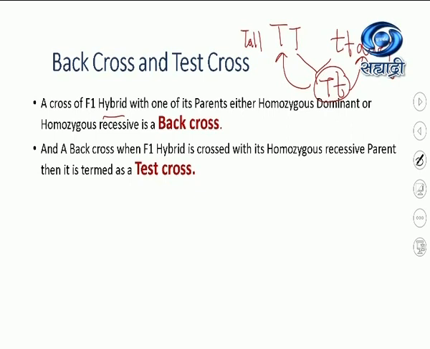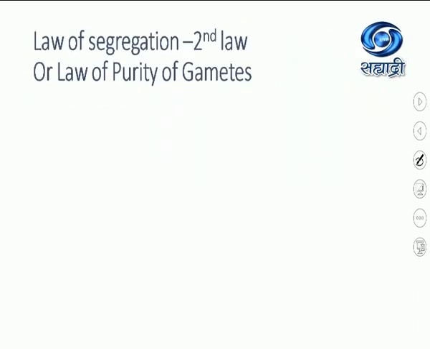But listen carefully. If the F1 hybrid is crossed with the homozygous recessive parent, I'll show with some other color. So if this F1 hybrid is crossed with the recessive homozygous parent, then only we call it a test cross. So if a cross is of a hybrid with the tall parent, it is a back cross. F1 hybrid with the dwarf parent, it is also a back cross. But if a cross is of an F1 hybrid with the homozygous recessive parent, then we will call it a test cross. Let us see.